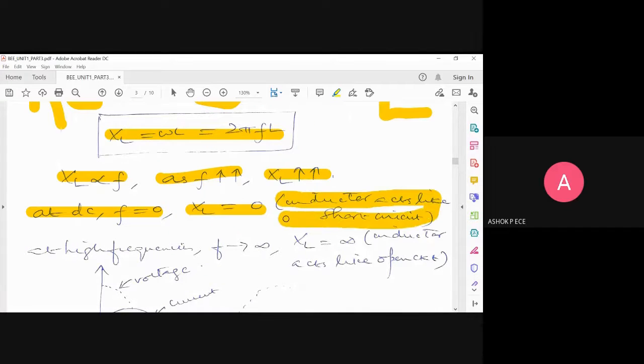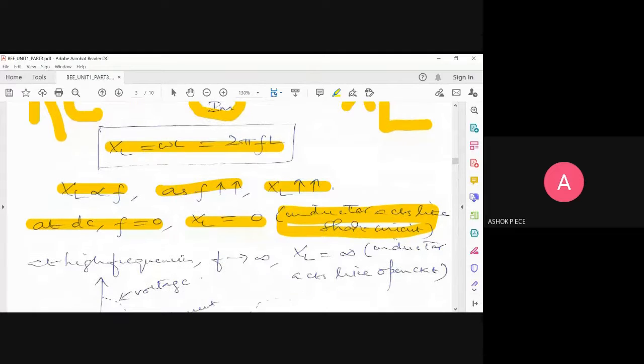Very important observation. And how do you say it is a short circuit? Because XL equals 0. Reactance is proportional to resistance only. So when the resistance is 0, you call it a short circuit. Same way, when reactance is 0, you again call it a short circuit. So an inductor is a short when you apply DC.